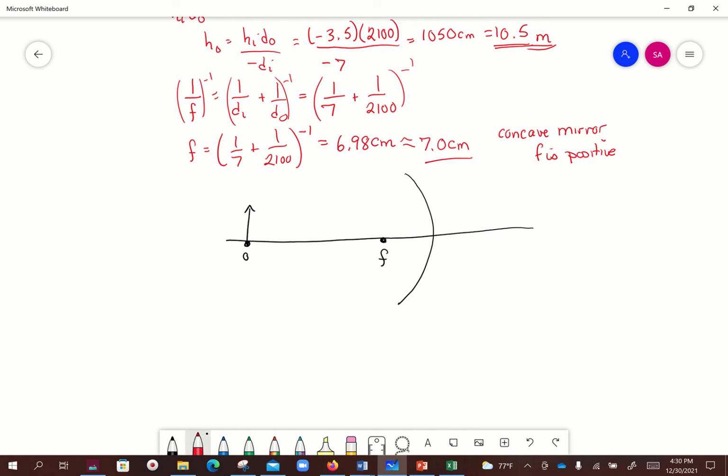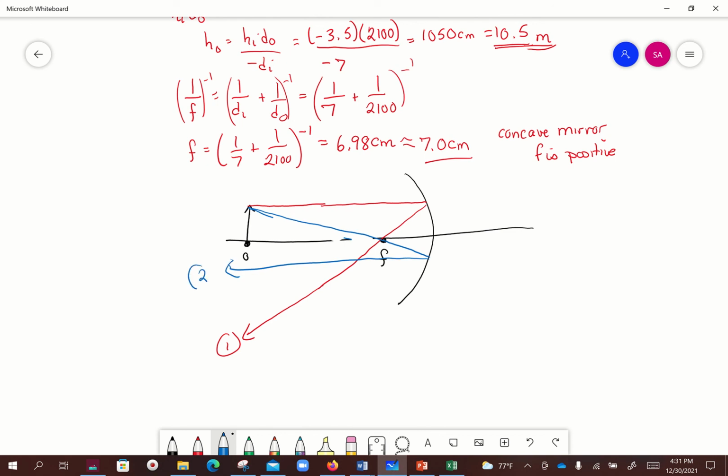So ray number 1 comes in parallel and goes out through the focal point. So there's my ray number 1. Ray number 2 comes in through the focal point, hits the mirror, and then when it hits the mirror, it turns around and goes out parallel. And remember, when we say it comes in through, what we mean is it's coming in from the top of the object arrow.